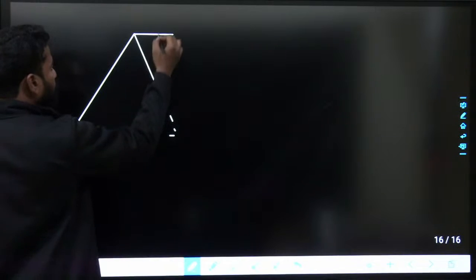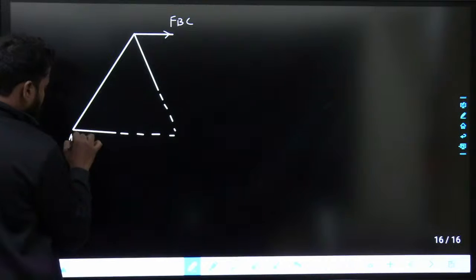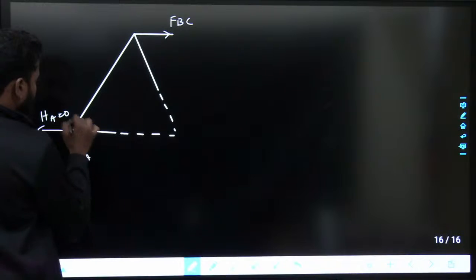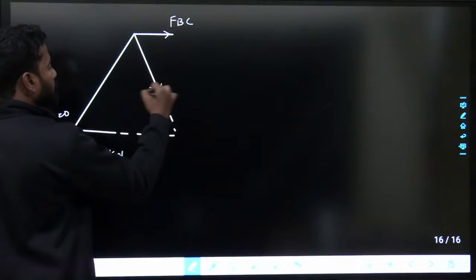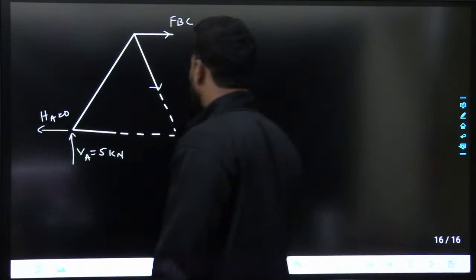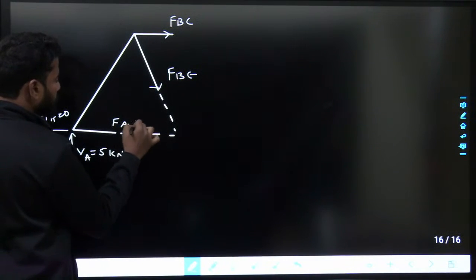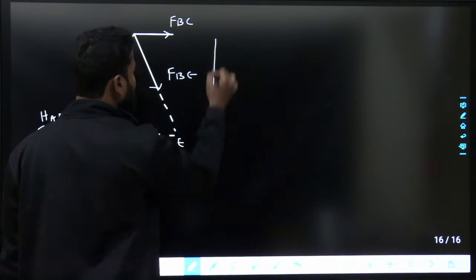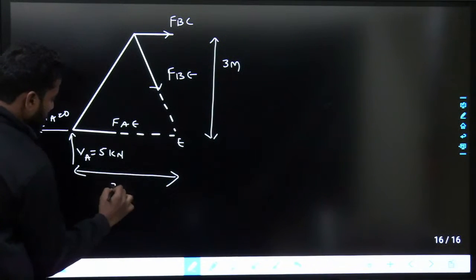The idea is to find out the force in BC. Let us assume some direction for FBC like this. There is VA like this. HA anyway equals to 0, and VA equals to 5 kilonewtons. This is BE and this is AE, so this is FBE, let us say, and this is FAE. This is joint E. This whole distance is 3 meters, and this whole distance is also 3 meters.